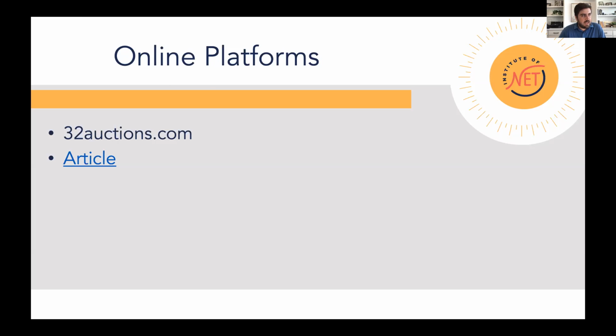The other thing to look at is we have an article at the bottom you can click on, and it's got a list of various online platforms. Again, there are so many more out there. And so don't just go off of that article, but use it as a good starting point to figure out what that looks like. But right now, I want to take this time to show you 32auctions.com, and I'm going to pull up a demo here.